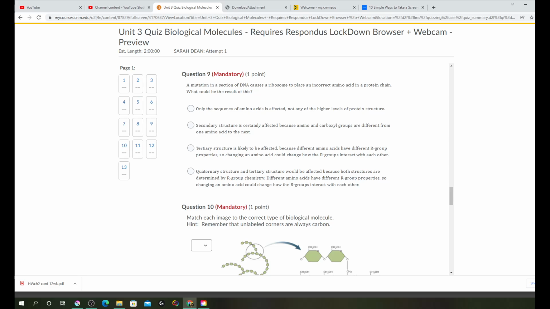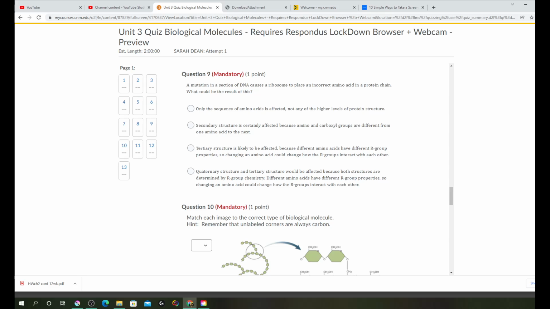Tertiary structure is likely to be affected because different amino acids have different R group properties. So changing an amino acid could change how the R groups interact with each other. Yes, this could be. Some are positive, some are negative, some are neutral, some are polar. So changing an amino acid could change how the R groups interact with each other. Well, you know that opposites attract.